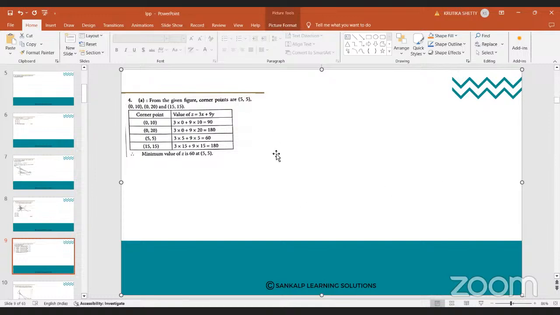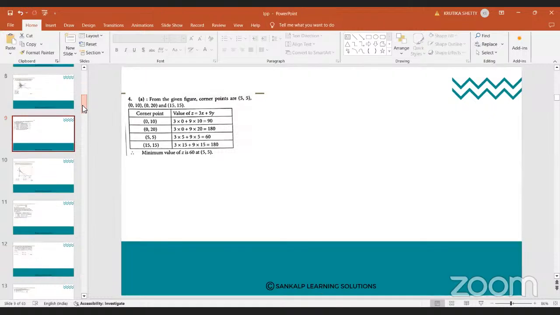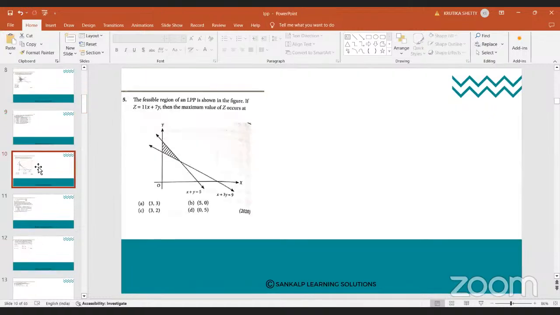Okay, next question number 5. The feasible region of the LPP is shown in the figure. If Z is equal to 11x plus 7y, then the minimum value of Z occurs at. We need to calculate the minimum value.